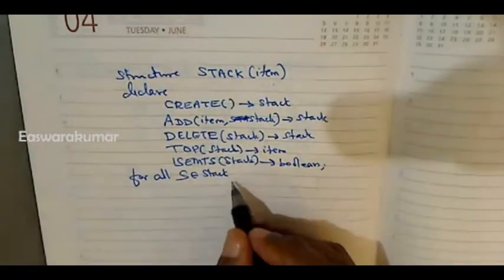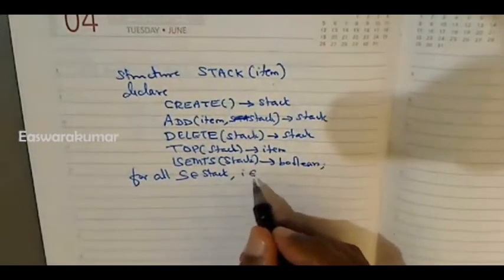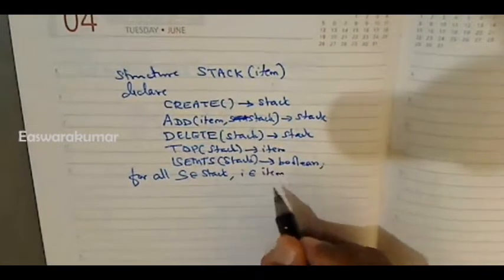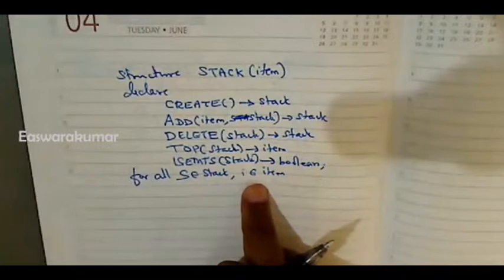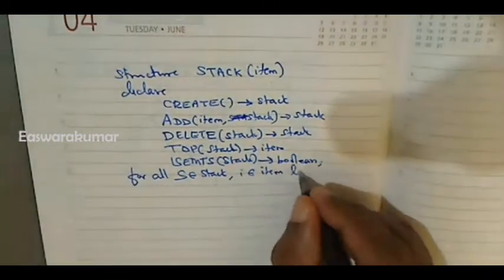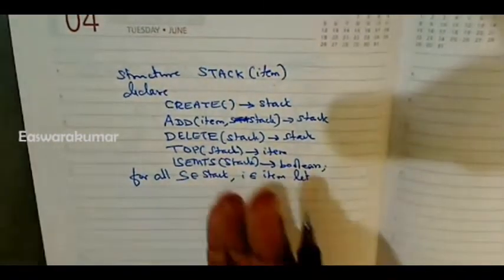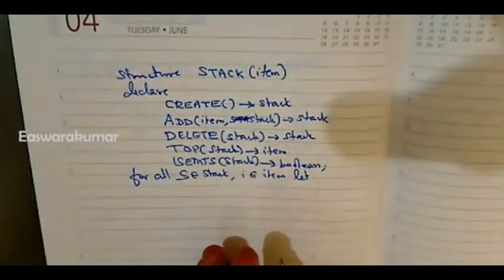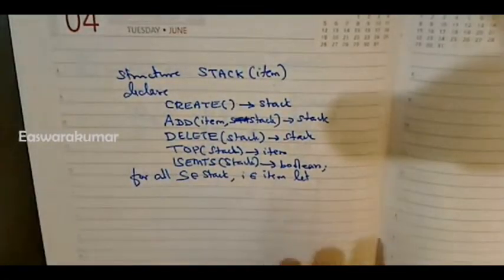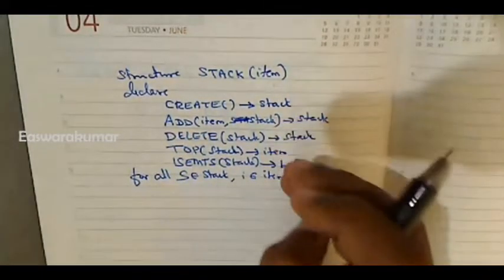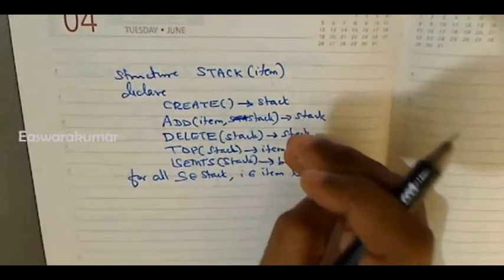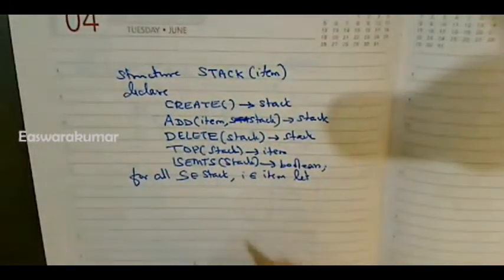So S is a stack. Similarly, I belongs to item. There are several items there, and we are saying that I is an item. So S is a stack, I is an item. Then our axioms. You need not write only these; you can write your own axioms, no problem. But these functions will be common. These functions you cannot change, but axioms you can change.